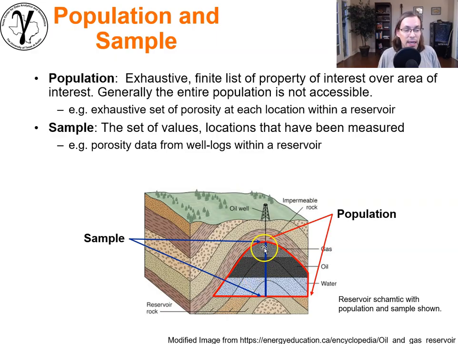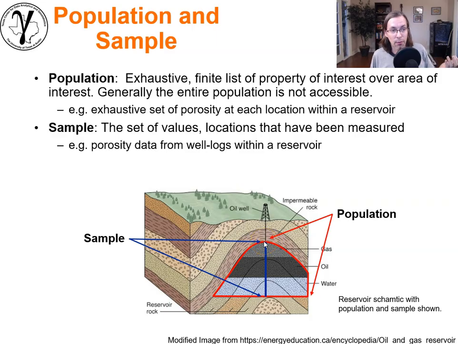For instance, in this case, we have some type of a reservoir with pore volume. We have multiple fluids filling it up, water, oil, and gas. And this would be the entire population. Then we have a single well that's drilled through here. We've taken some information along that well bore. And so that right there would be the sample that's available to us.